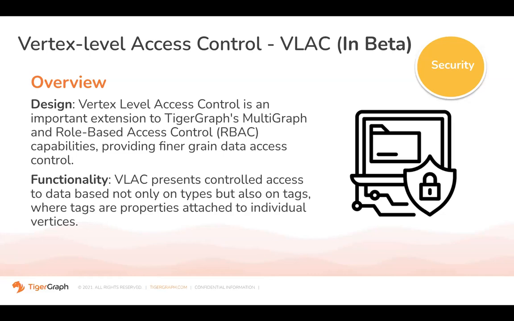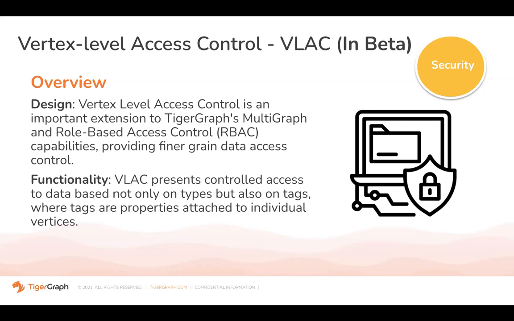Security, like I mentioned, is another key pillar of the 3.1 feature set. In 3.1, we're releasing Vertex-Level Access Control, VLAC for short. This feature is designed to work similar to how row-based access control works in relational databases. This is an important extension to our security functionality. TigerGraph already has multi-graph. We already have role-based access control. Now, with this, we will be able to provide much finer granular data access controls.